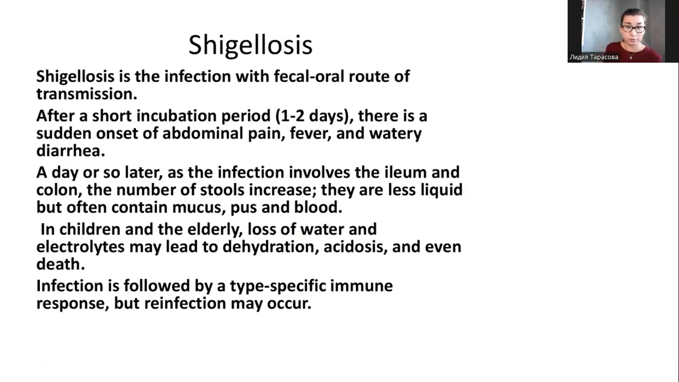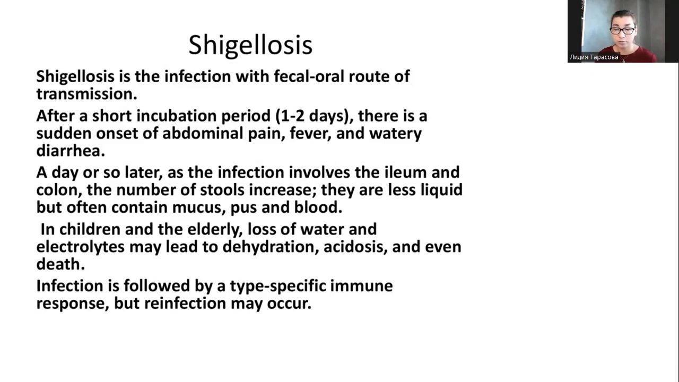Shigellosis is an infection with the fecal-oral route of transmission. After a short incubation period, 1 or 2 days, there is a sudden onset of abdominal pain, fever, and watery diarrhea. A day or so later, as the infection involves the ileum and colon, the number of stools increases. They are less liquid, but often contain mucus, pus, and blood.